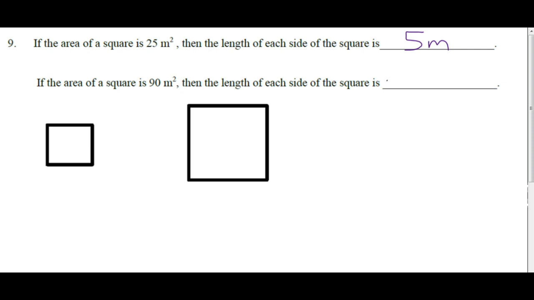Well, how'd you get a 5 from the 25? Square root. So what are we going to do with the 90? What's the square root of 90? 3 root 10. Good, right? You're starting to think. Or you remembered from a couple pages ago. Okay. Either way, it doesn't matter, right?